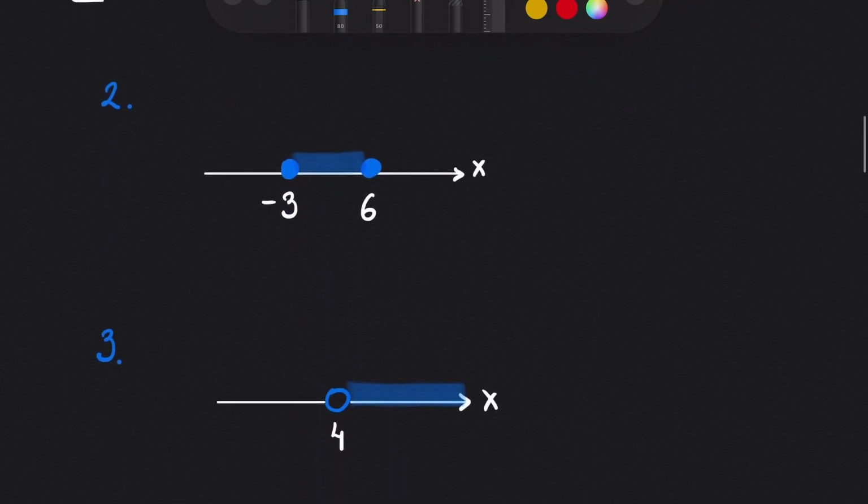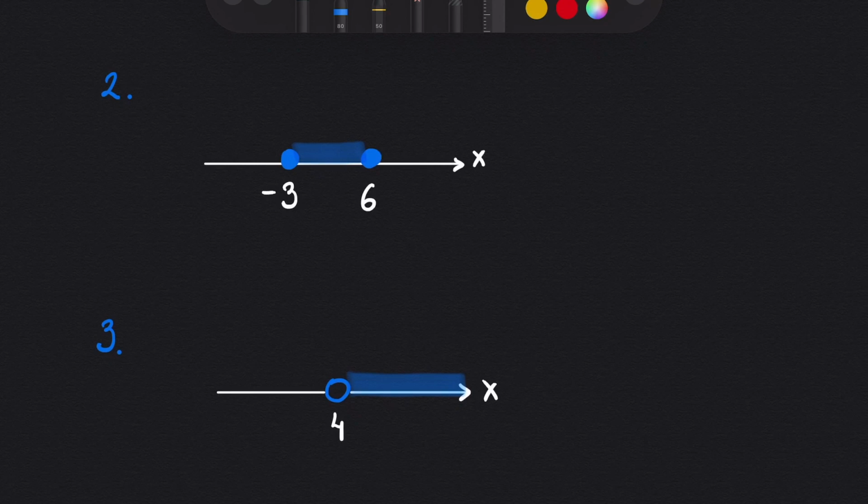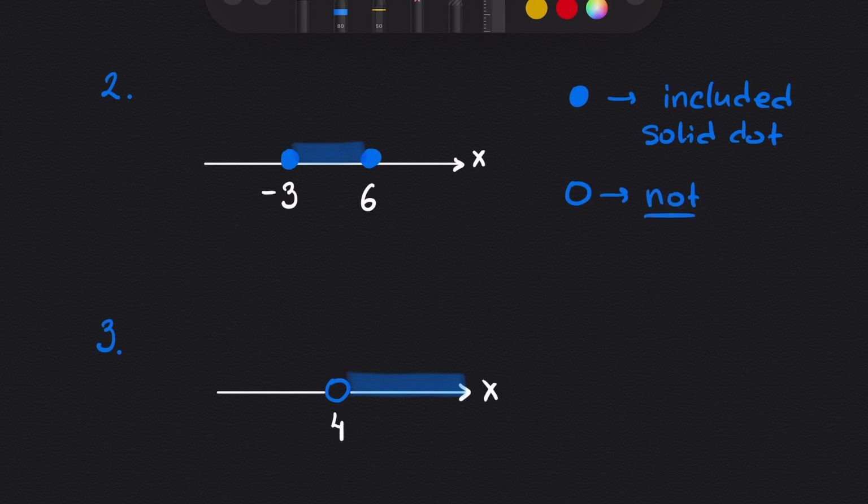Example number 2. We have a solid dot like this. That means it's included. So that value is included. It's equal to that value. It's a solid dot. It's part of the graph. So when we have an open dot like this, it's not included. There's a hole. In this case, both of our values are included. So it's from -3 to 6. That's our answer.